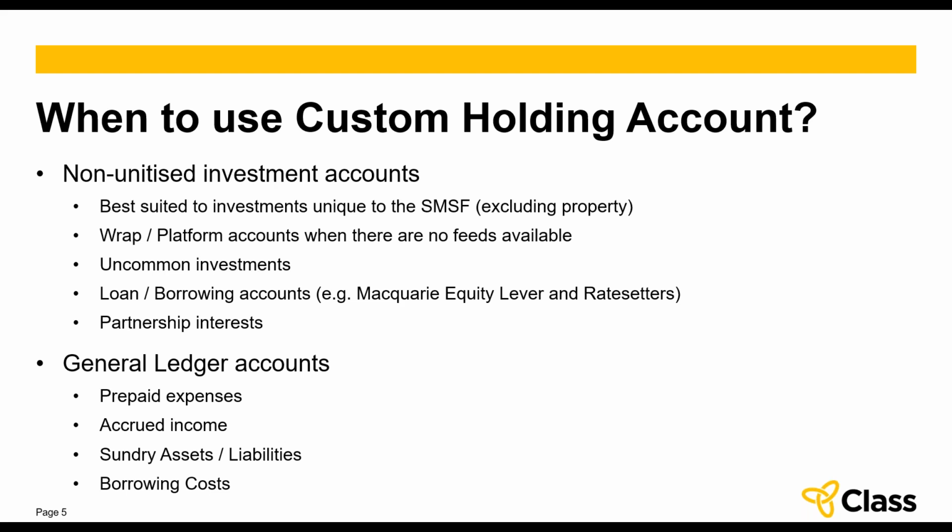Another area where we have used custom holding account quite extensively is for loan or borrowing accounts. Some of the products, like a Macquarie equity lever, we will automatically create the loan account through a custom holding account. Rate setter is another one where we create the loan as an asset, a loan by the fund effectively. Partnership interest is another one where you will see a lot of people try to create a custom holding account. On the non-investment side, it supports a lot of other general ledger accounts such as sundry assets and liabilities, prepaid expense, earned income, and borrowing costs.